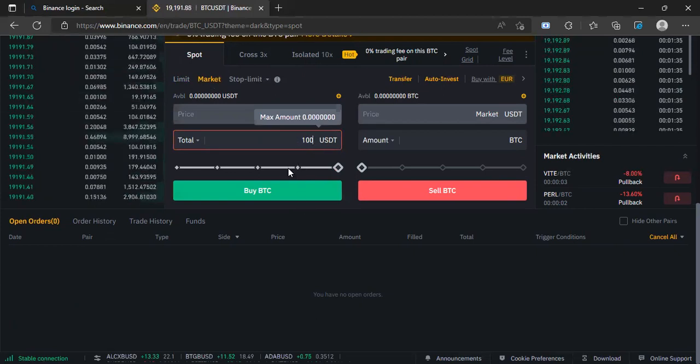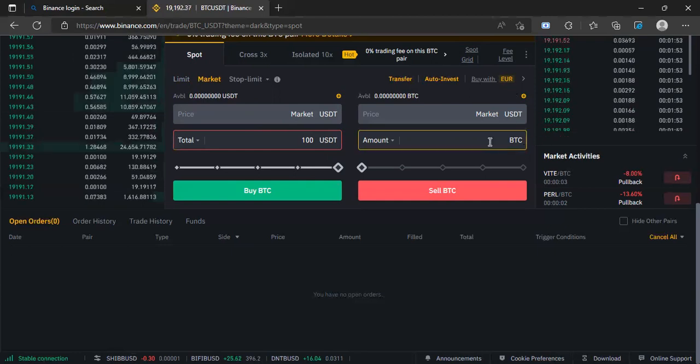Right now available USDT is 0, so that's why it's not showing how much BTC you should get. I just recently opened my Binance account, so there's really nothing inside. Well, in that case, if you were to buy $100 worth of Bitcoin, what it's going to show you right there is the amount of Bitcoin you get at instant execution.